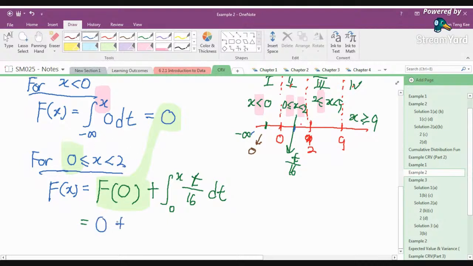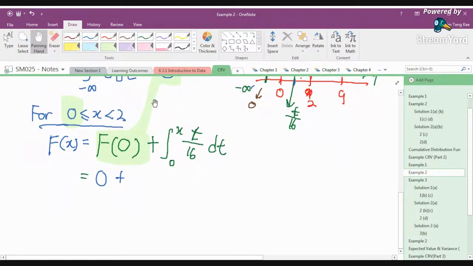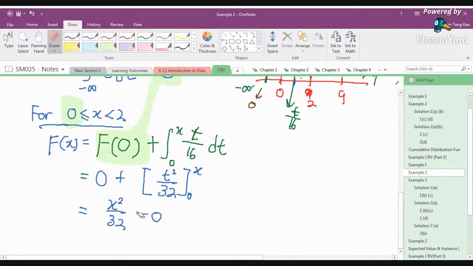Then the integral, we proceed with the calculations. So we integrate, and we happen to have the answer as t squared over 32, just a simple integration. As a result, the 0 we can just ignore. We focus on the calculation of the integration here. So if I substitute x inside, I have x squared over 32. When I substitute 0 inside, by right I have minus 0. And maybe just for simplicity, this part here we just ignore. It will just be x squared over 32.